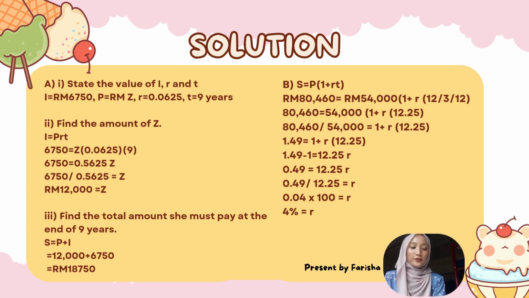So 1.49 minus 1 equals 12.25 R. And then we got 0.49 equals 12.25 R. Then 0.49 divided by 12.25 equals R. So the answer is 0.04. So it will be 0.04 multiplied by 100 equals R. So R equals 4%.